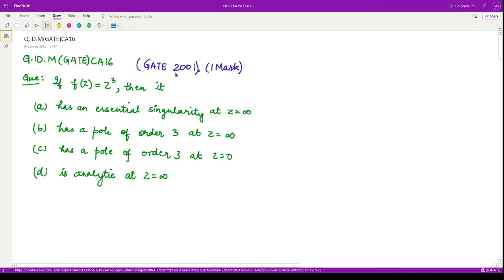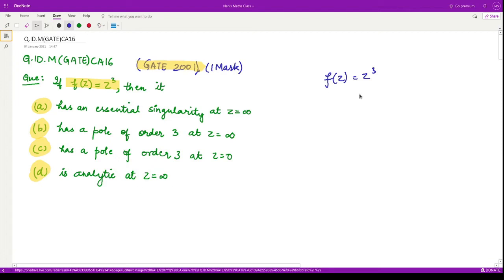In this video we shall see a question from GATE 2001, and it is also a 1 mark question. The question says: the given function f(z) is z cube, then which of these four options is correct? So let us proceed one by one. Our function here is f(z) = z cube. They are asking: does this function have an essential singularity at z equal to infinity, a pole of order 3 at z equal to infinity, a pole of order 3 at z equal to 0, or is it analytic at z equal to 0?